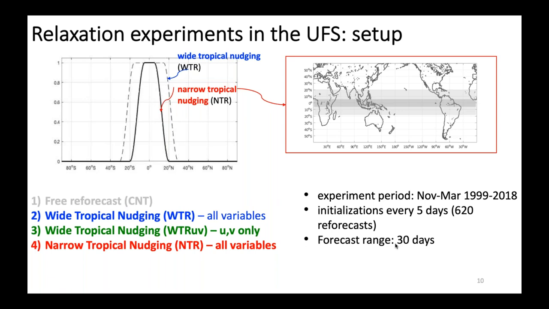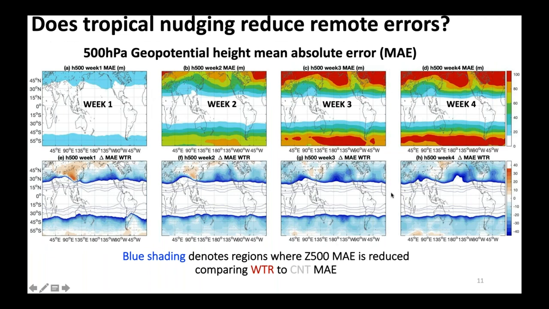Answering the first question I posed a couple of slides ago, the UFS does produce results consistent with what we expected from the ECMWF work, and that's what I'm illustrating here. At the top, you're looking at Z500 averaged over those 20 years for weeks 1 through 4. And at the bottom row, you're looking at the difference between the tropical nudging experiment minus the free forecast.